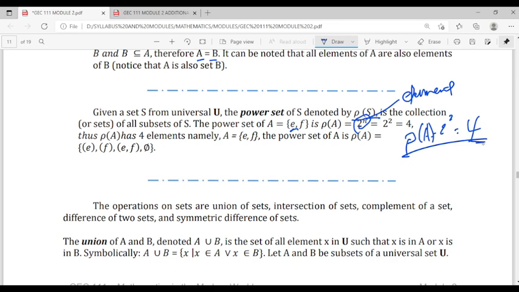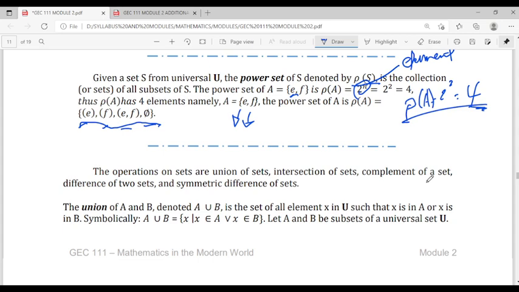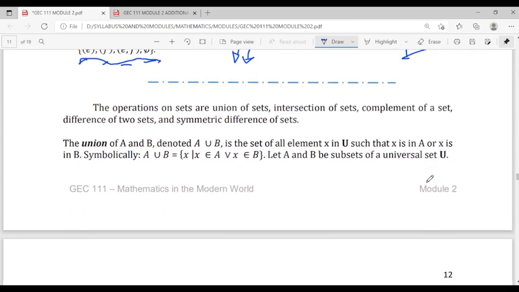So, enumerating the 4 elements of the power set of our set A, we have E, F, EF, and the null set. Again, we separate the elements, combined EF, and then the null set. So these are all the power set of the set A. I'm giving later on another example for this.